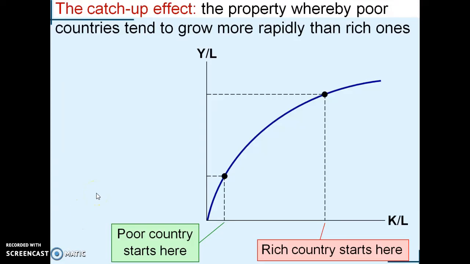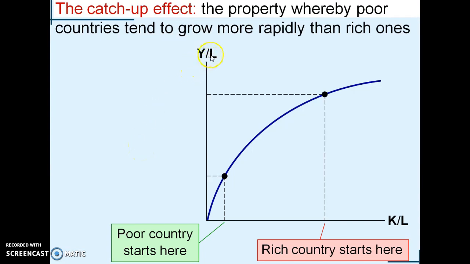So, going through the catch-up effect, it is the idea that poor countries can grow faster than wealthier countries and therefore catch up to the wealthier country when it comes to standard of living. So let's look at some of the variables here on this chart.